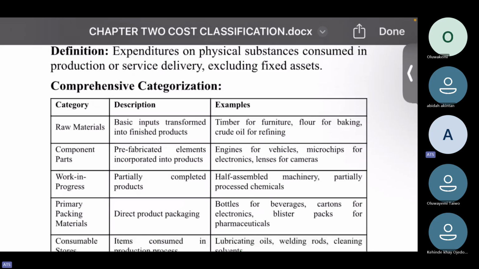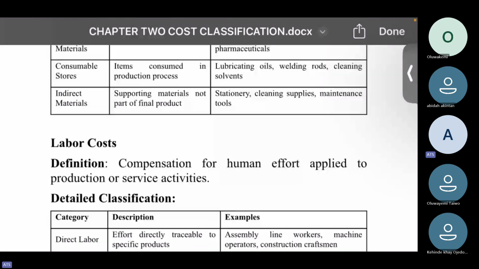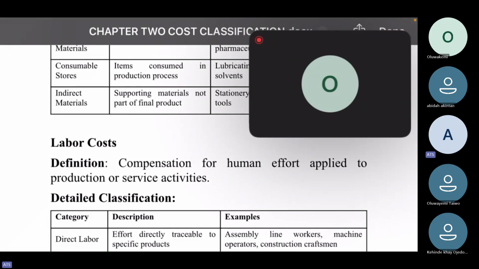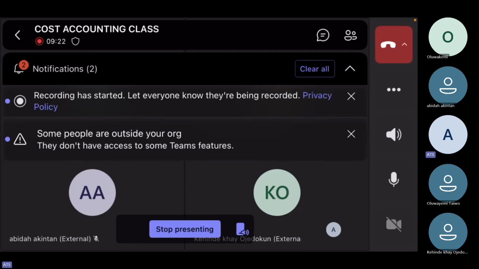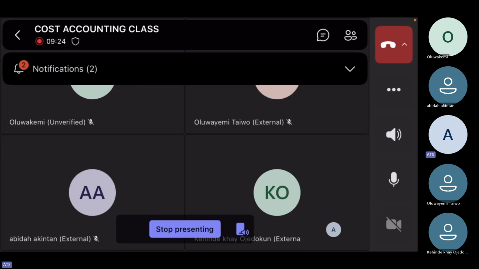But before I go into labor as an element of cost, can someone just confirm if you can still hear me? Yes, I can still hear you.